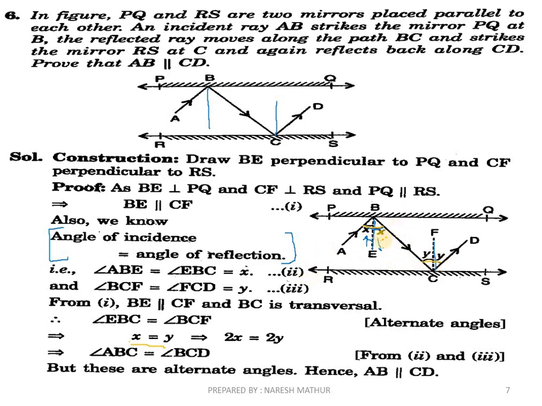Now the whole angle 2x, angle ABC, is equal to angle BCD. If both angles are equal, because both angles are alternate interior angles and they are equal, then we can say the lines will be parallel to each other. It means AB is parallel to CD, hence proved.